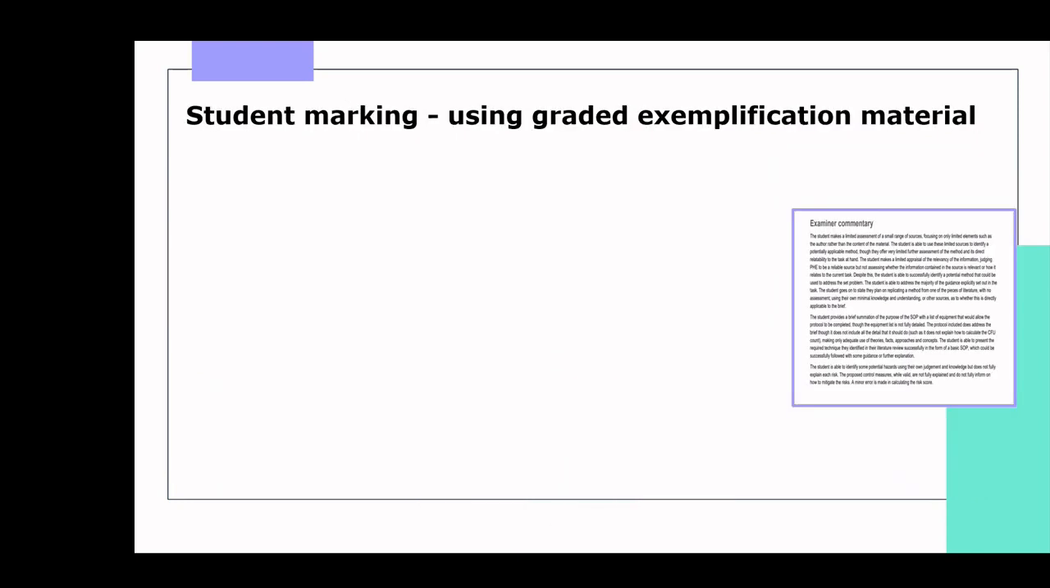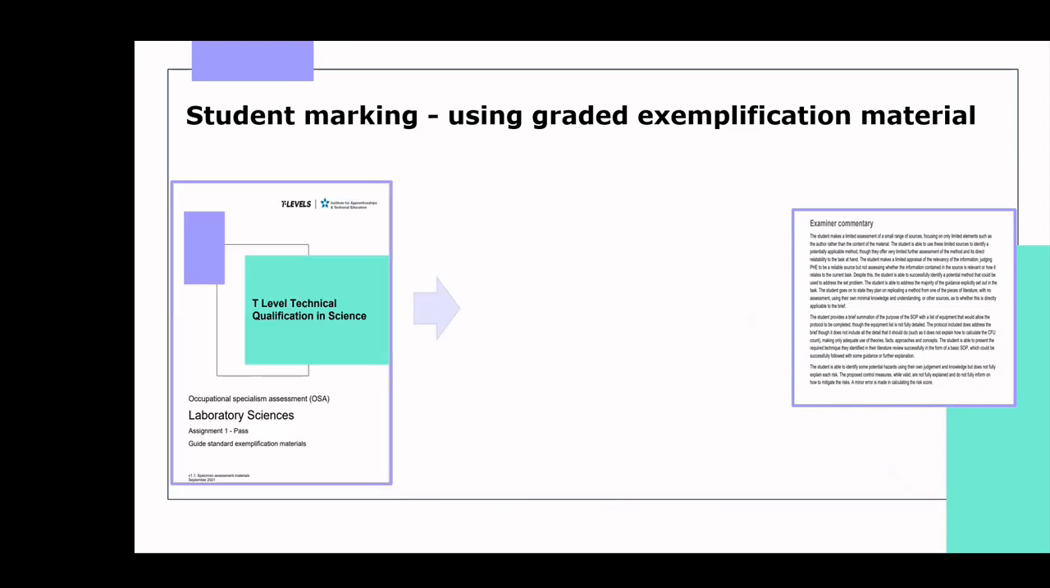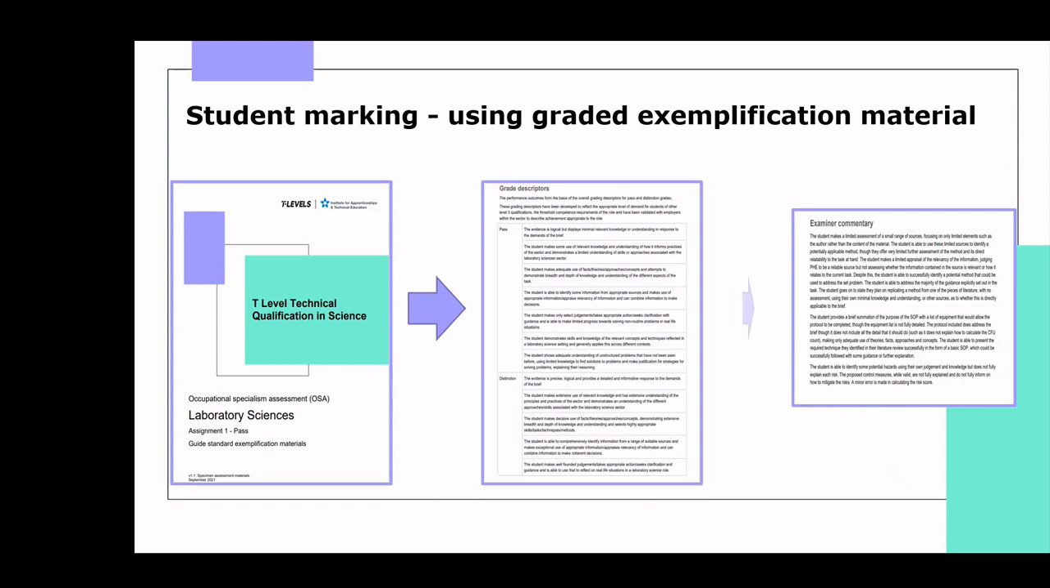Another way to really get students involved in formative assessment is by giving students graded exemplification materials. So this will allow the students to really engage with understanding. So on the example I have on here, we've got the pass example for the assignment 1 for laboratory science, but obviously there's a pass and distinction example available.